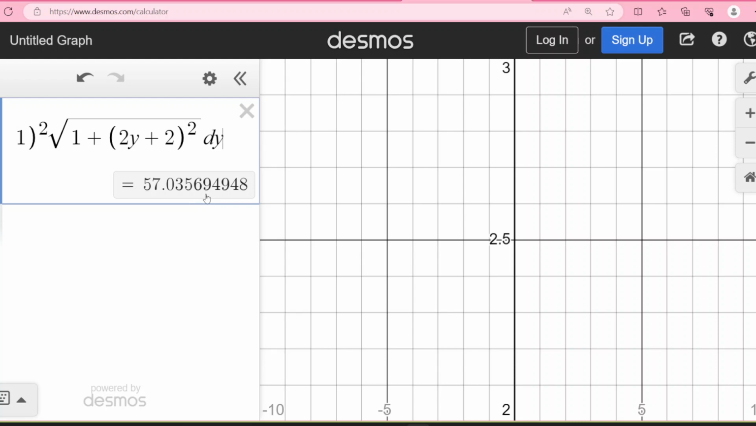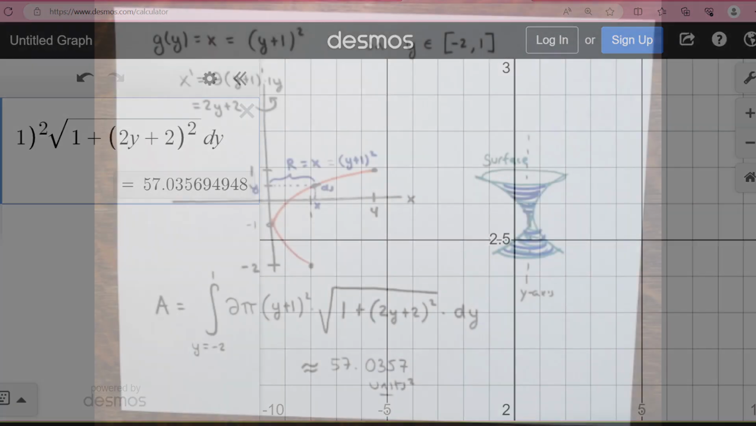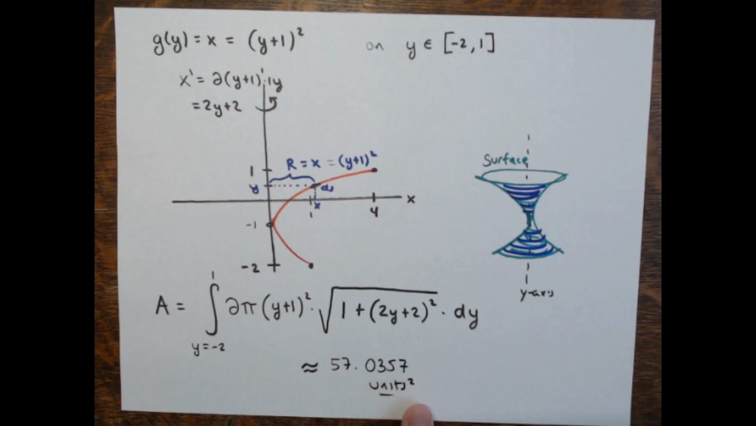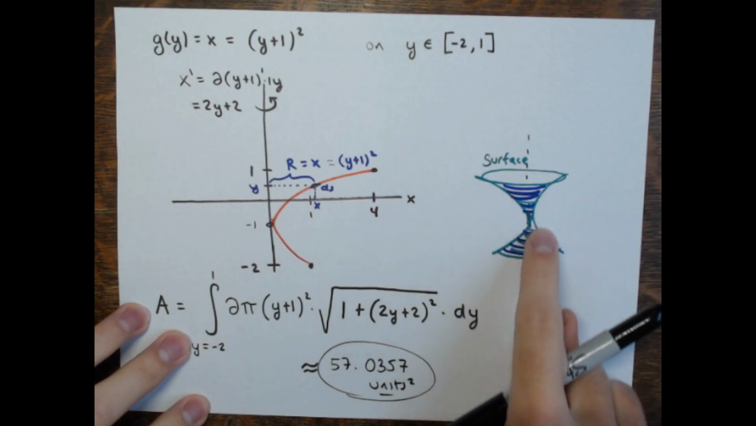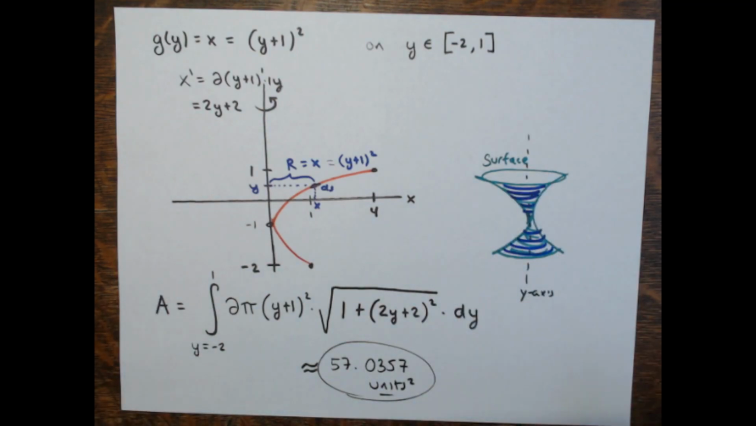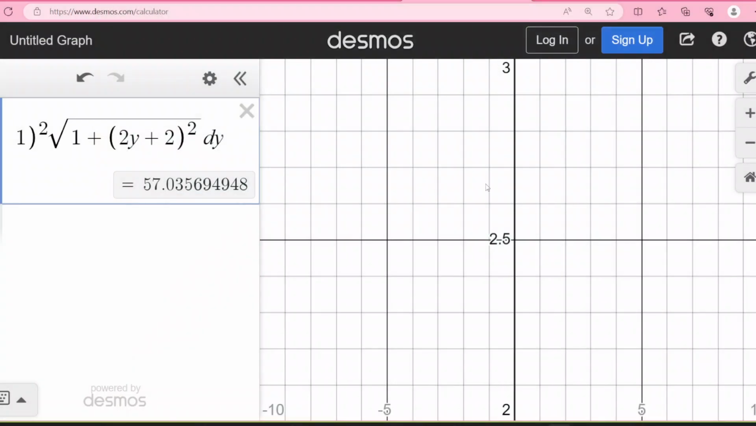57.0356. But notice the fifth decimal place is 5 or above. So I bump up the fourth decimal place by 1. So 0.0357. So approximately 57.0357. And don't forget that will be square units. All right, sorry, I wrote that out here. 57.0357 square units is the surface area of this shape. All right, well, the area of the surface created by rotating that curve around the y-axis.